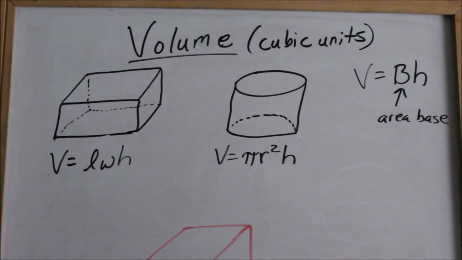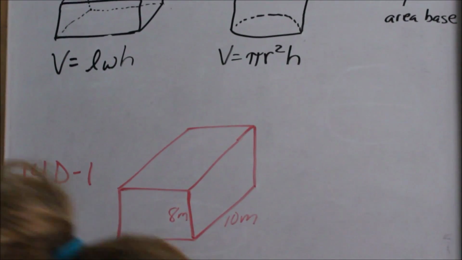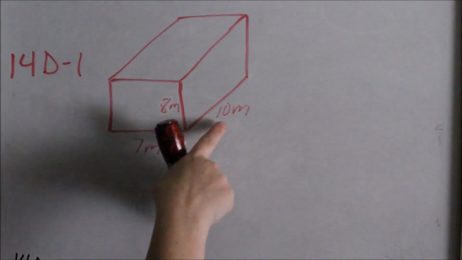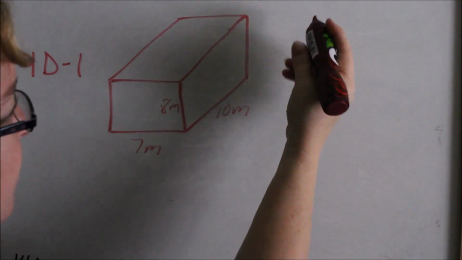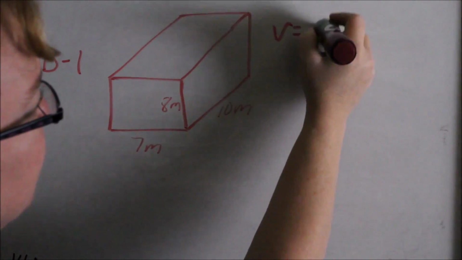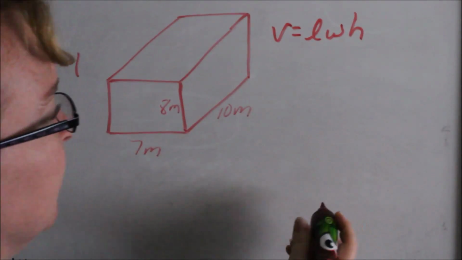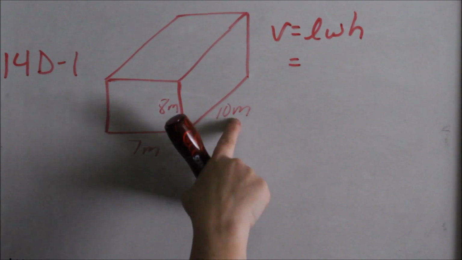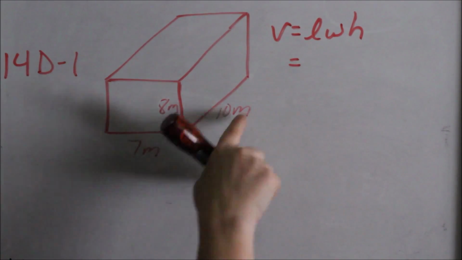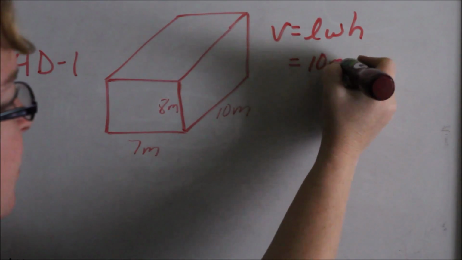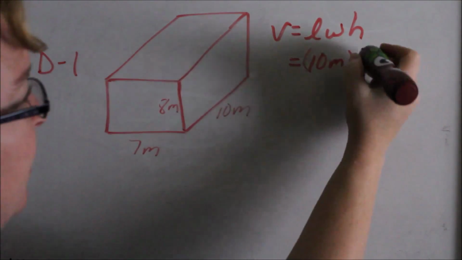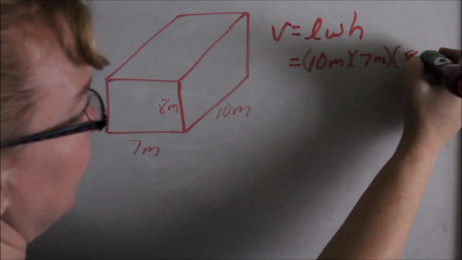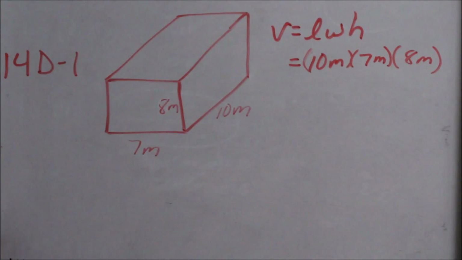Alright, let's look at 14D, number 1. We have a box here, 7 meters by 8 meters by 10 meters. We want the volume. Volume of a box is length times width times height. So, length, you can call this either one you want. I'll just call it, the length is 10 meters, 7 meters for the width, and then the height is 8 meters. So you basically multiply all these together.